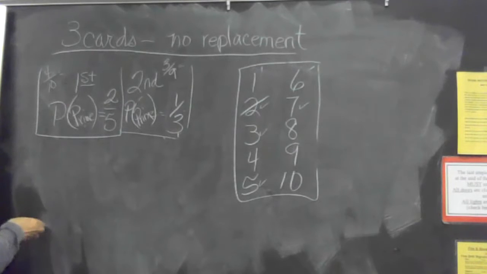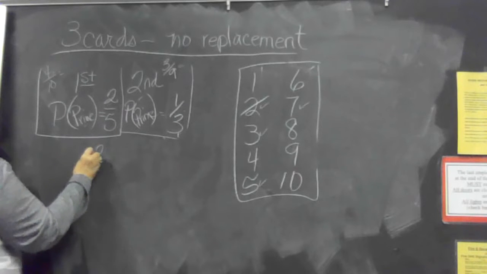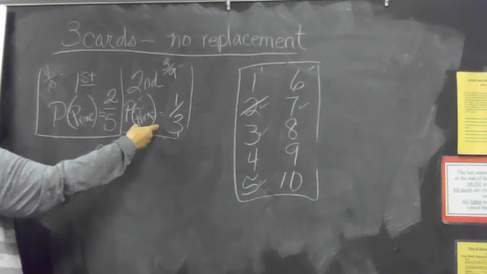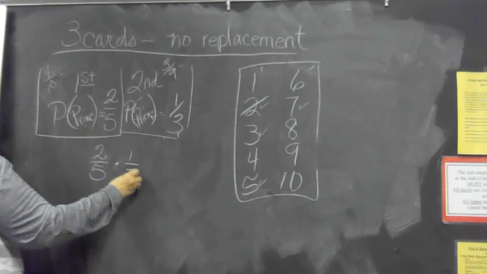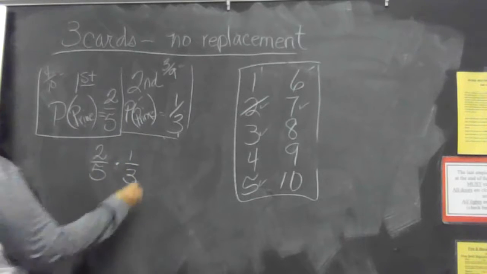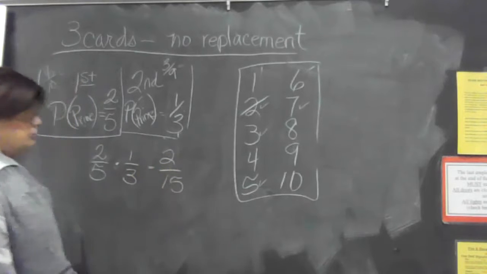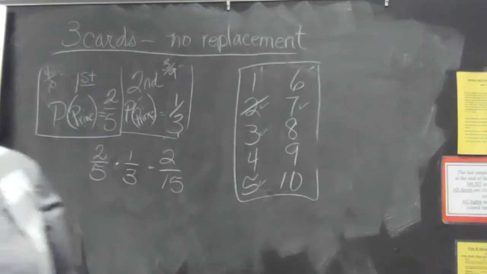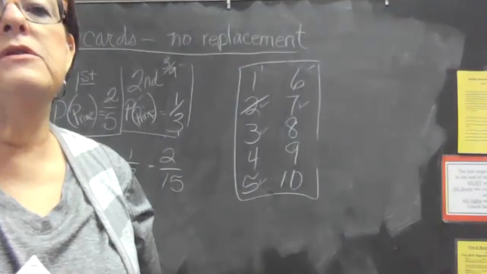So what I was thinking is that we have to multiply 2 out of 5 by 1 out of 3, because that has to happen and that has to happen. But that's not the answer. Oh, another one of Deborah's days. I'm going to pause the recording while I figure this out so y'all don't have to sit through this.